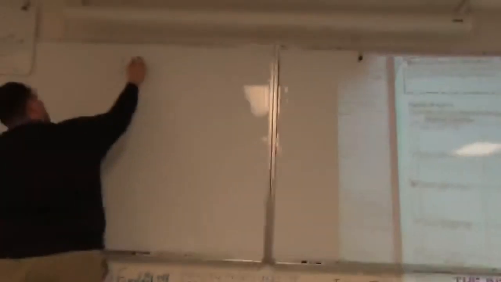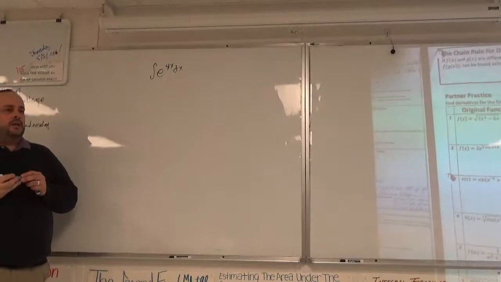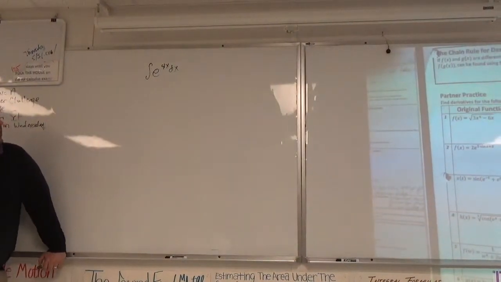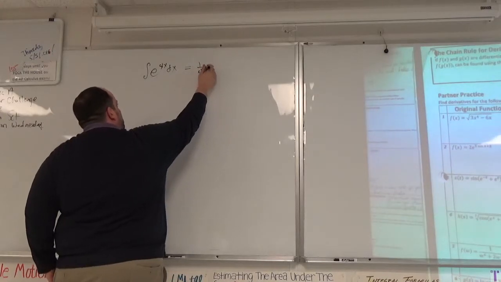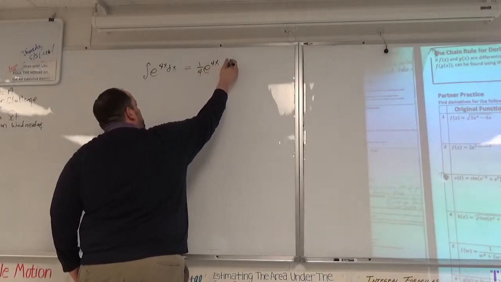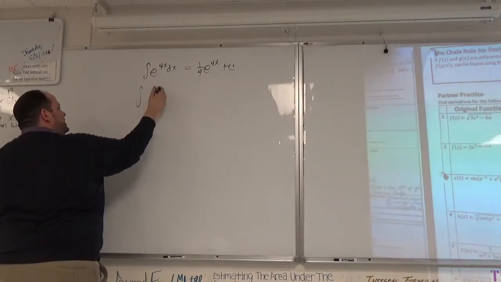I asked for the antiderivative of e to the 4x dx. Think about that for 3 seconds. 3, 2, 1. Brianna, what's it going to be? It's going to be 1 over 4 e to the 4x plus c. Okay, excellent.